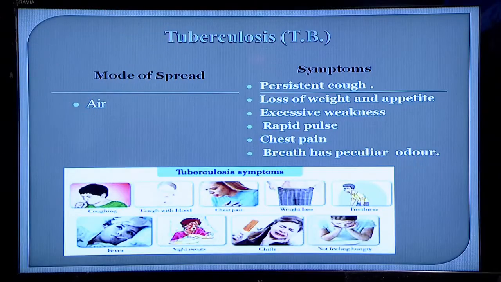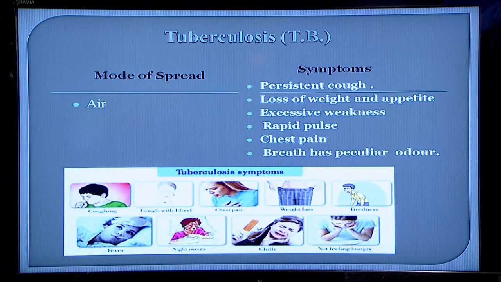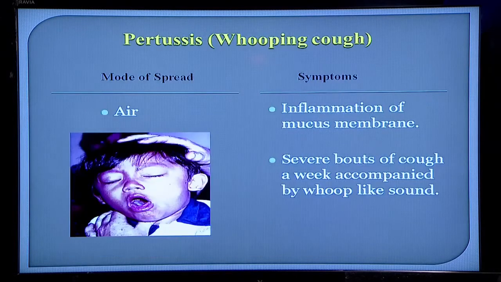Now, we are talking about tuberculosis. The mode of spread for tuberculosis is also air. Symptoms are persistent cough, and this cough may have, in severe cases, some amount of blood also, loss of weight and appetite, excessive weakness, rapid pulse, chest pain and a peculiar odor from the breath.